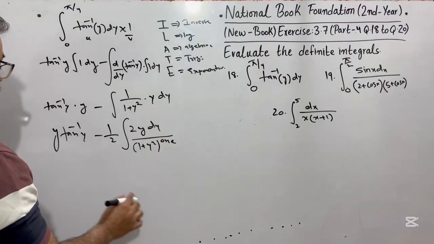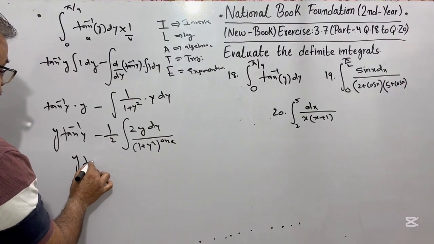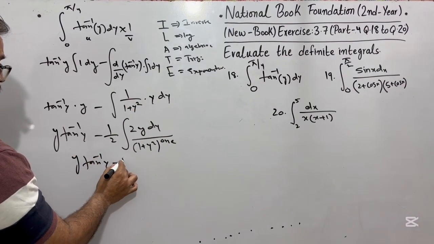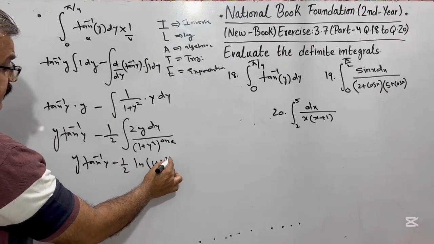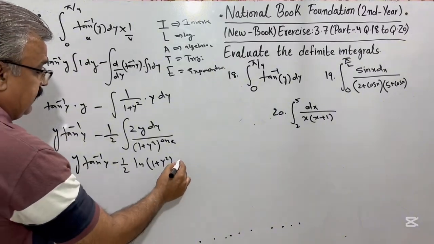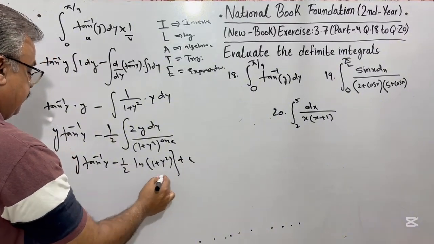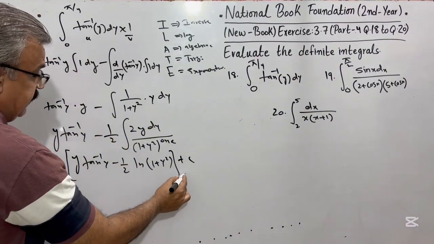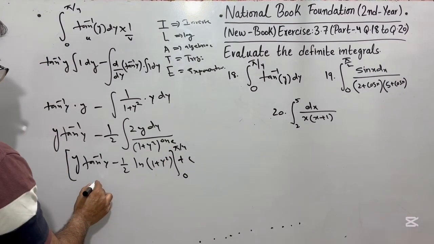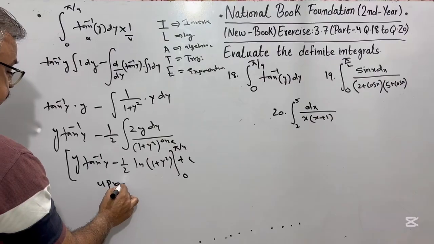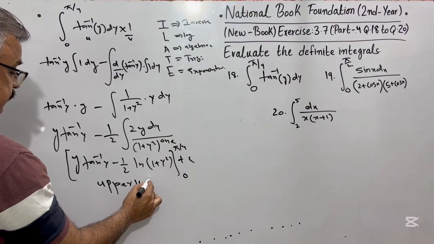It's a situation of ln. y times tan inverse of y minus 1 over 2 ln of whatever function is present in the denominator, that's our answer, plus c, with upper limit as well as lower limit, that are 0 to pi upon 4. Don't forget to put upper limit minus lower limit.